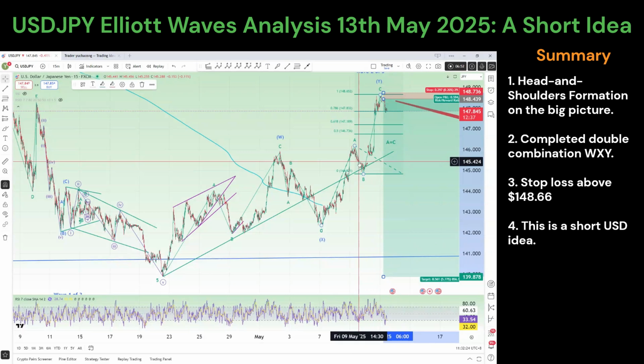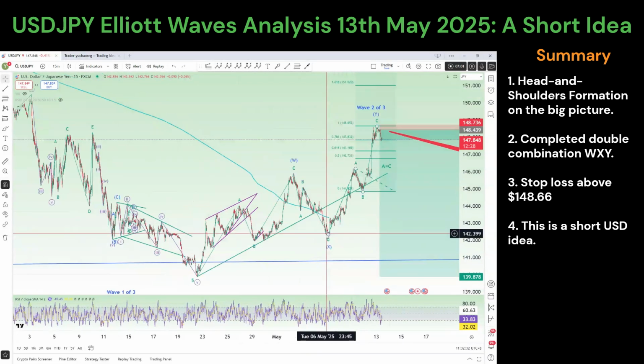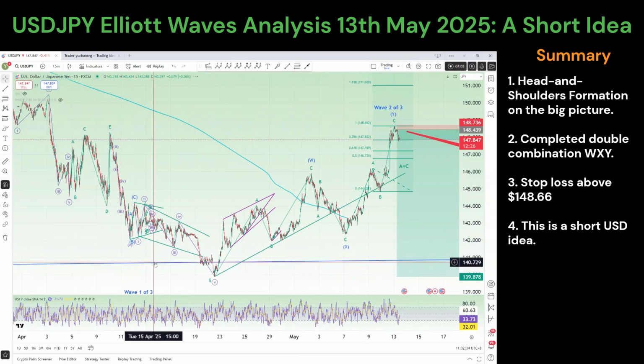So this is a long term play, a positional play. So yeah, I would say you can scale in your position. So that's it for this dollar yen short idea.